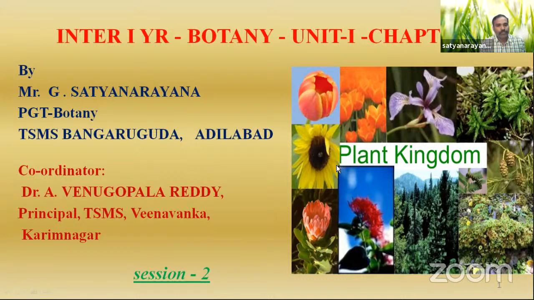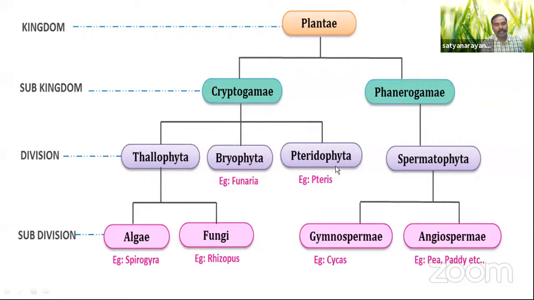Children, once again, if you recapitulate our plant classification, the plantae are classified into two subkingdoms, cryptogams and phanerogams. We already know what is cryptogam and what is phanerogam. In cryptogams, the divisions are thallophyta, bryophyta, and pteridophyta, and in phanerogams, there is spermatophyta. In the last session, we completed thallophyta, in which we learned about algae. Now in this session, we'll see another cryptogam, that is bryophyta.